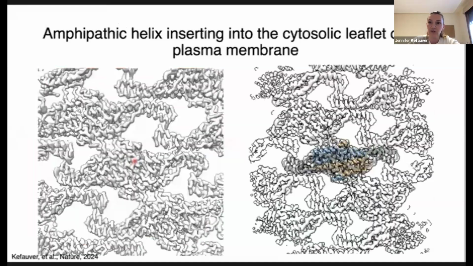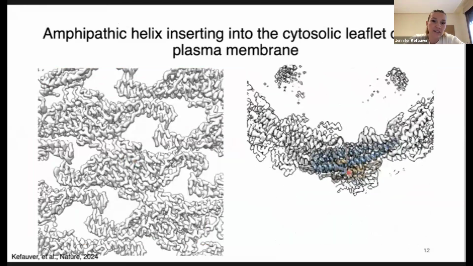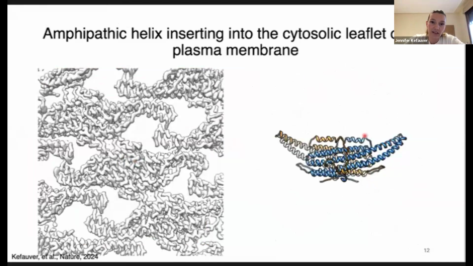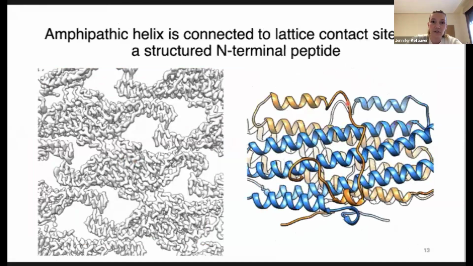Here's the more traditional view of that. Here I've built a protein model of PIL1. So each unit of the lattice is a dimer of 2 PIL1 proteins. And when we turn our view to the side here, we can see these 2 amphipathic helices. We can also see, if we zoom in, these additional N-terminal residues that come back out of the membrane and sit between PIL1 dimers to form a part of the contact site with the neighboring PIL1 dimer.